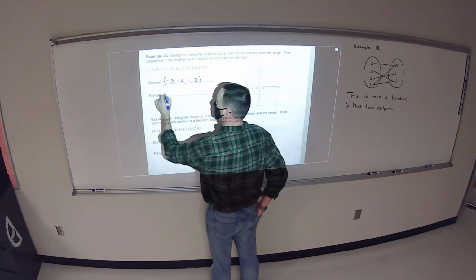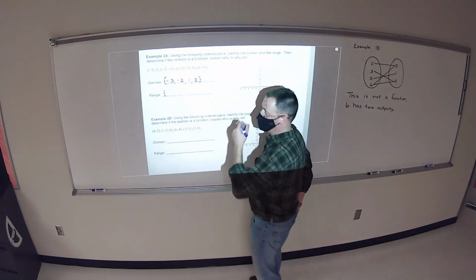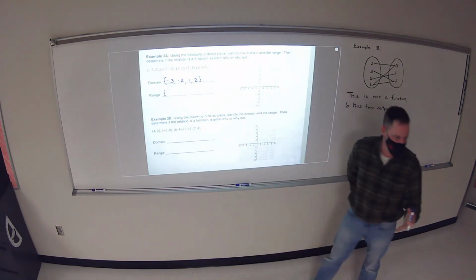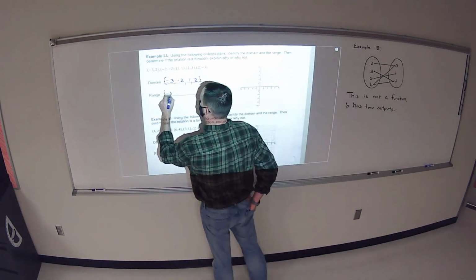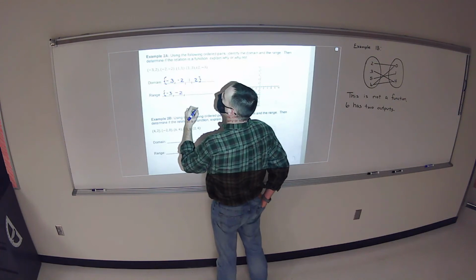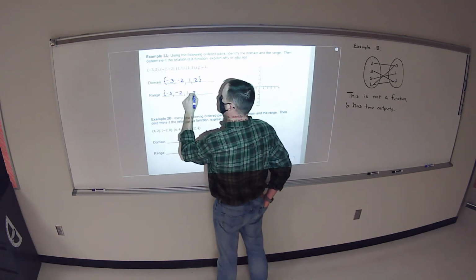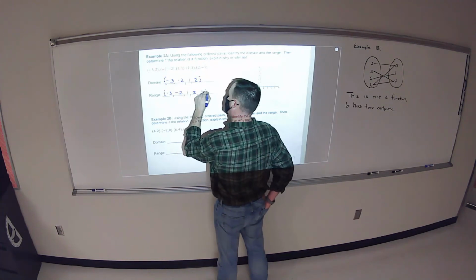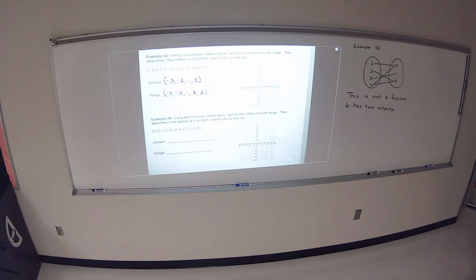All right, our range. If our domain is our x's, our range must be our y's. Our smallest y coordinate is negative 3 followed by negative 2. Negative 1? No, just 1, 2, and 3. All right, now graph all your points.